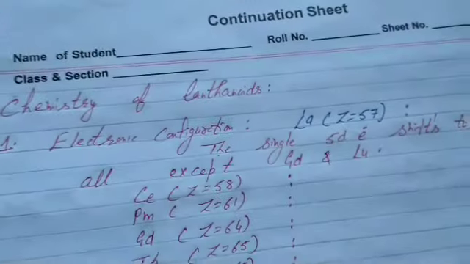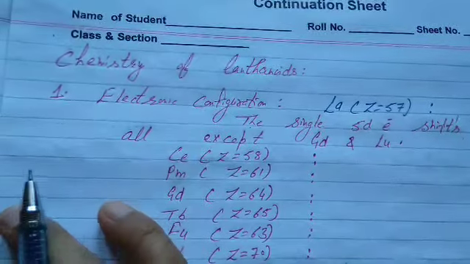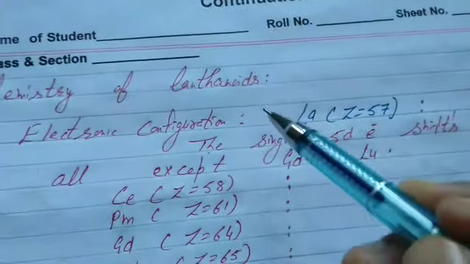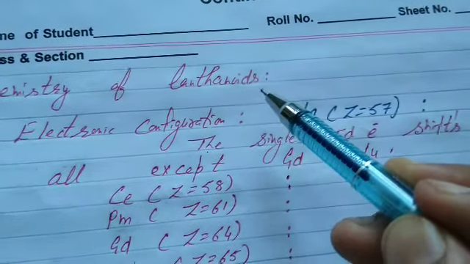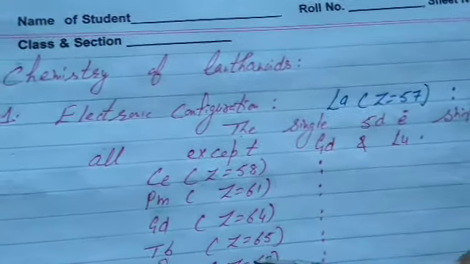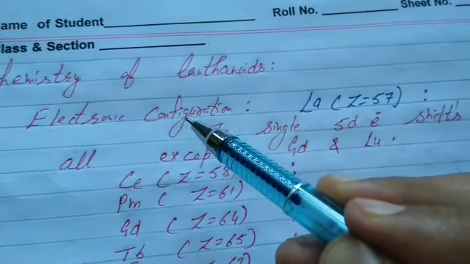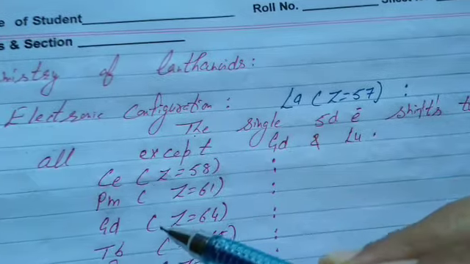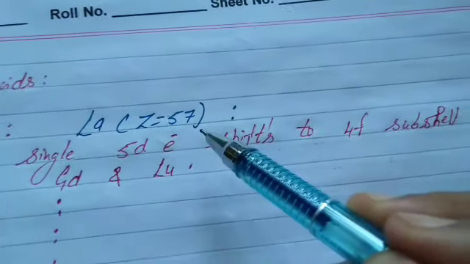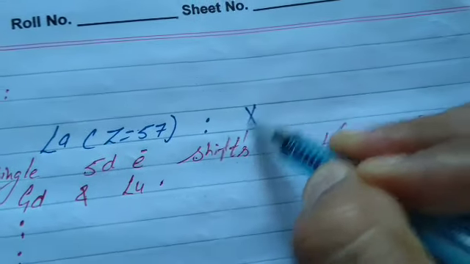Now we will study the chemistry of lanthanoids. Before that, we should know lanthanoids are 14 members after lanthanum, that is cerium to lutetium, 58 to 71. Number 1, electronic configurations. Before doing this, we must know the electronic configuration of lanthanum. Its atomic number is 57, it is a transition metal. The nearest noble gas is xenon.